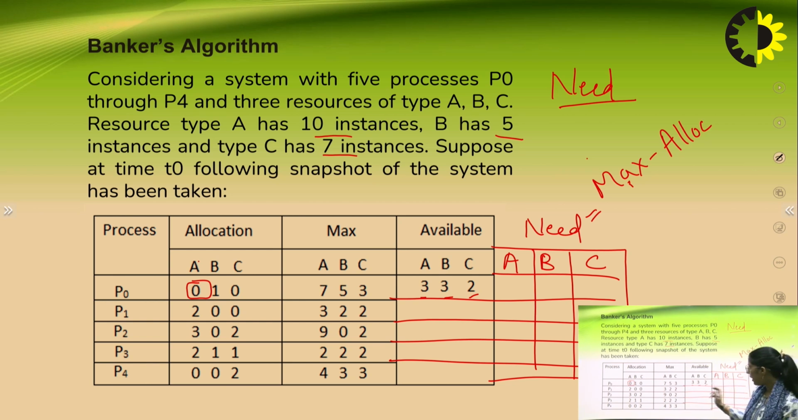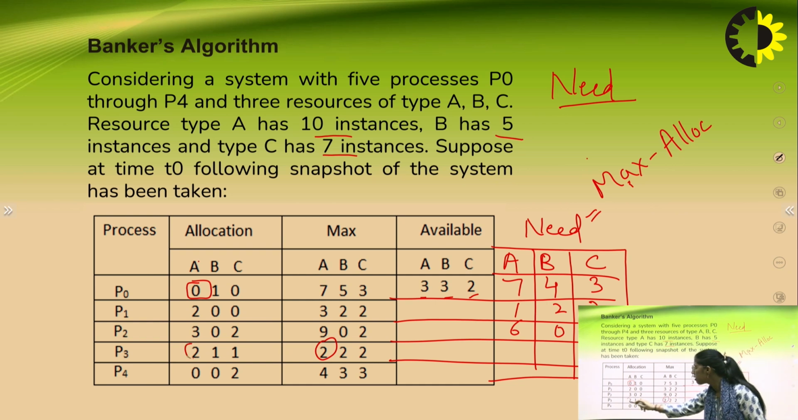So for A, it is 7 minus 0, 7, 5 minus 1, 4, 3 minus 0, 3. Next, 3 minus 2, 1, and similarly 2, 2. Next, 9 minus 3, 6, 0, 0. Next is 2 minus 2, 0, 2 minus 1, 1, 1, 4 minus 0, 4, 3 and 1. This is how we form need matrix.